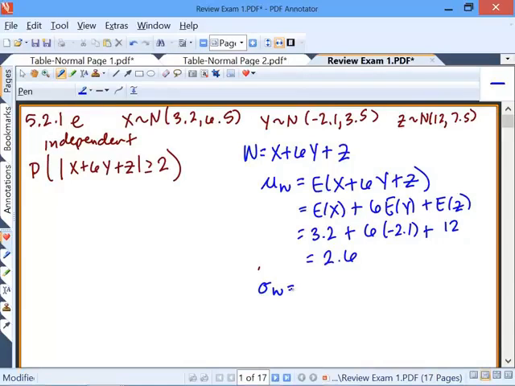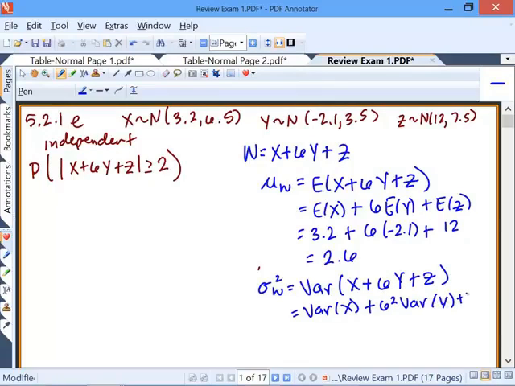And we need to find the standard deviation for W. It's usually easier if we start by finding the variance for W first, because we know the variance rules. So this is the variance of X plus 6Y plus Z. What happens with our variance? We know that if they're independent random variables, which they are, we can just add the variances. So this would be the variance of X plus, what happens with my 6? It comes out as a 6 squared. Variance of Y plus variance of Z.